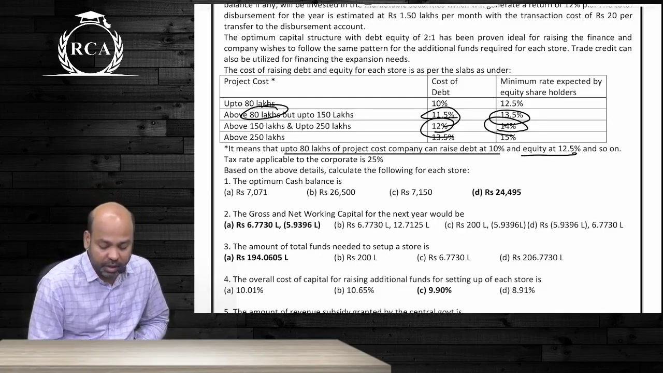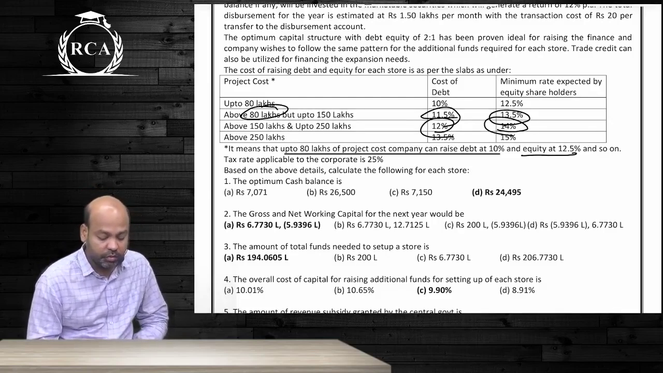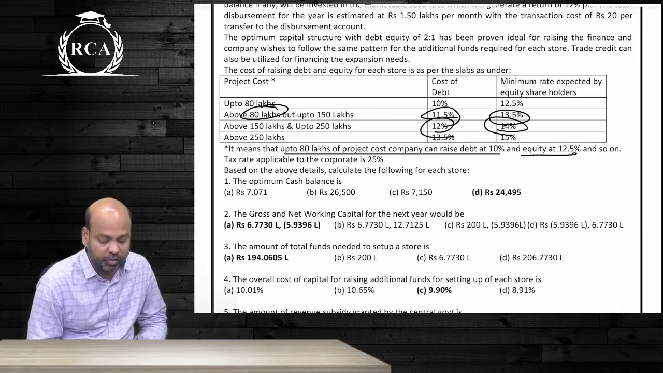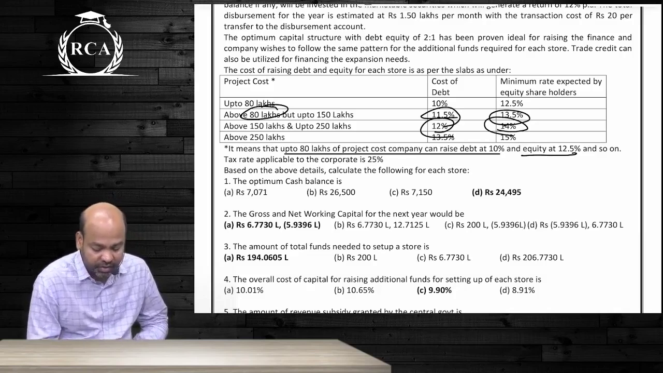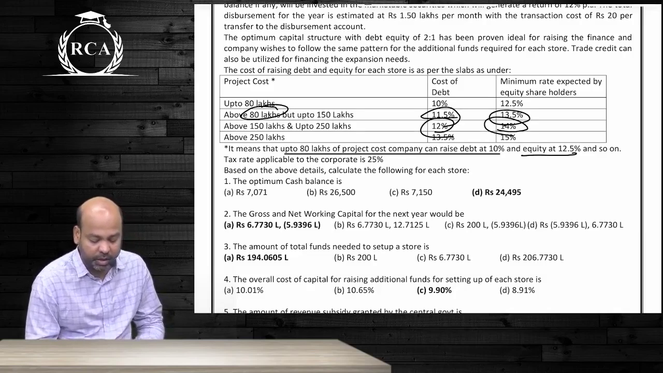Based on the above details, calculate for each store what is the optimum cash balance, what is the gross working capital and net working capital, what will be the amount of total funds needed, what will be the overall cost for raising additional funds, and what will be the amount of revenue subsidy granted by the central government.